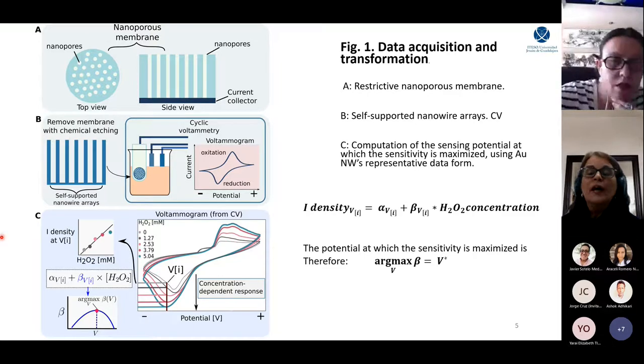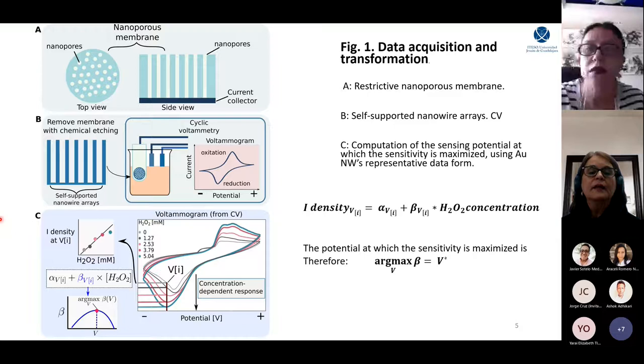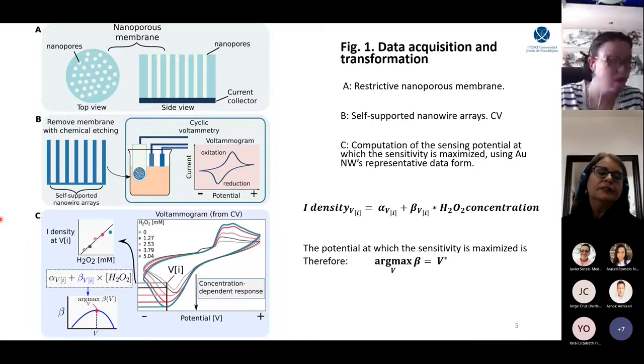the gold nanowire sensor. We are interested in the sensitivity of the sensor. It is the slope of the linear regression, which we define as the change in the current density per unit increase of hydrogen peroxide concentration, with dimensions microamperes per millimole times square centimeters.